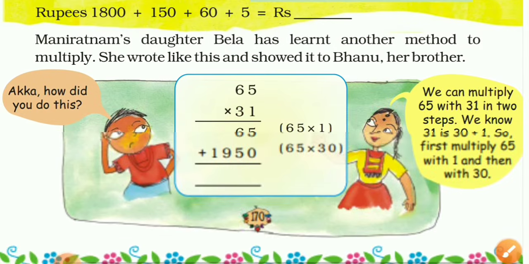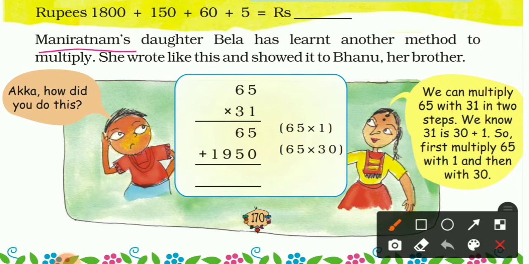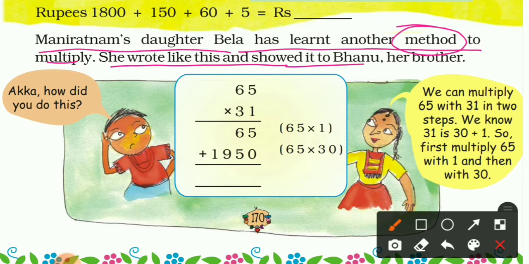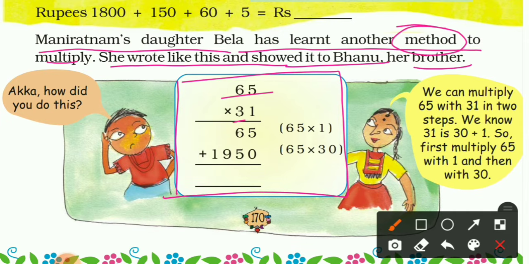Now let's see. Maniratnam's daughter Bella has learnt another method to multiply. She wrote like this and showed it to Bhanu, her brother. So here is the solution, the way of another multiplication. So 65 multiplied by 31. So what did she do?